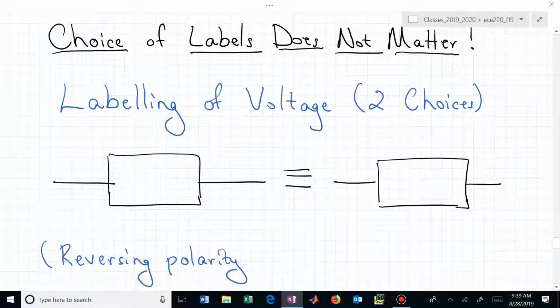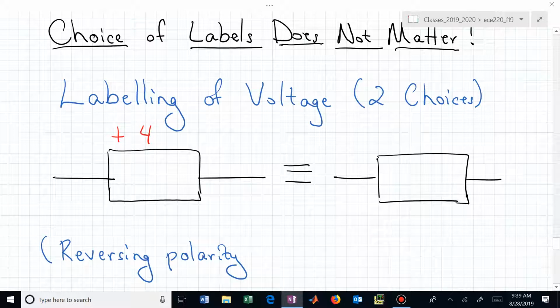Labeling of voltage. We have two different choices. I could say, okay, here's what I'm going to say. That two-terminal element is 4 volts, left plus, right minus. That's equivalent to somebody else doing the following. What's an equivalent labeling of that two-terminal element? How could we label that a different way and it still be equivalent to what I've labeled on the left? What if I reversed the polarities? Now I have to change the sign on the voltage between those two polarity labels. Is that clear? Those two labelings are giving you exactly the same information.